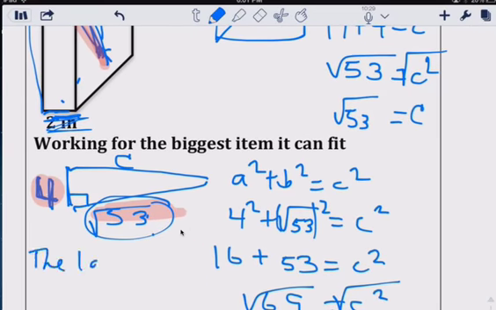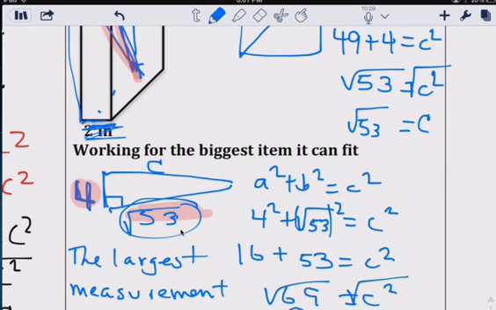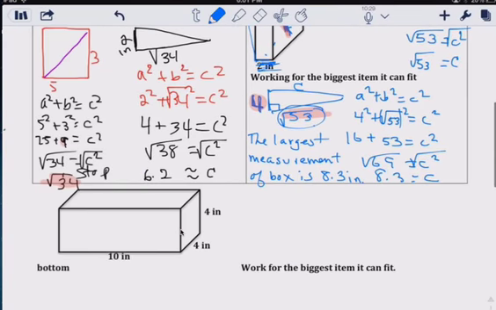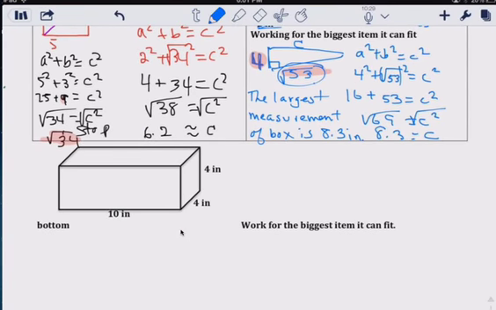The largest measurement of the box is 8.3, in this case inches. So basically we're finding the largest. The diagonal is going to be the largest you can put an item in a box. So you need to state everything in a complete sentence answering the question, because we really want to find the maximum capacity of this box.